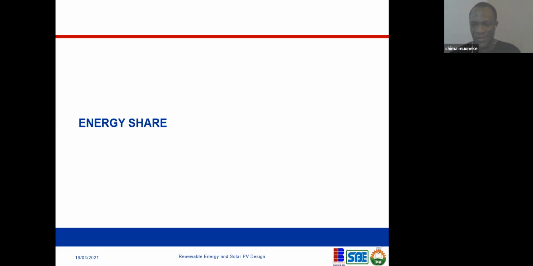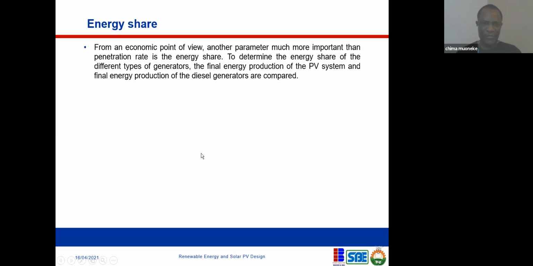I just thought I should show this brief explanation that a charge controller is required to control the charging of the battery. The battery is somewhat delicate equipment, so it shouldn't overcharge and then maybe spoil before its useful life. So you need a charge controller to regulate the current that goes into charging the battery from the solar modules, and that's why you need it. Having said that, let us continue with the energy share.